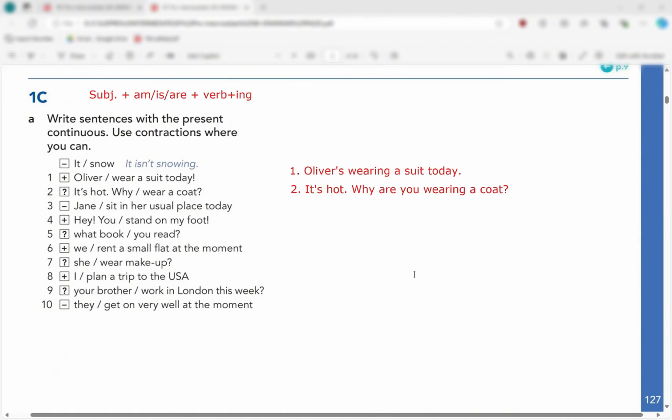Number three, negative. Jane sit in her usual place today. And that's minus, guys. So Jane is a girl, which is she. If it's she, we use what? We use isn't. Negative. Jane isn't. Where is the verb? Sit. So we must make it ing because it's the present continuous. So Jane isn't sitting in her usual place today. You see, guys, we're talking about a temporary thing. Today, not usual place. So temporarily different. That's why I'm using present continuous. Jane isn't sitting in her usual place today.